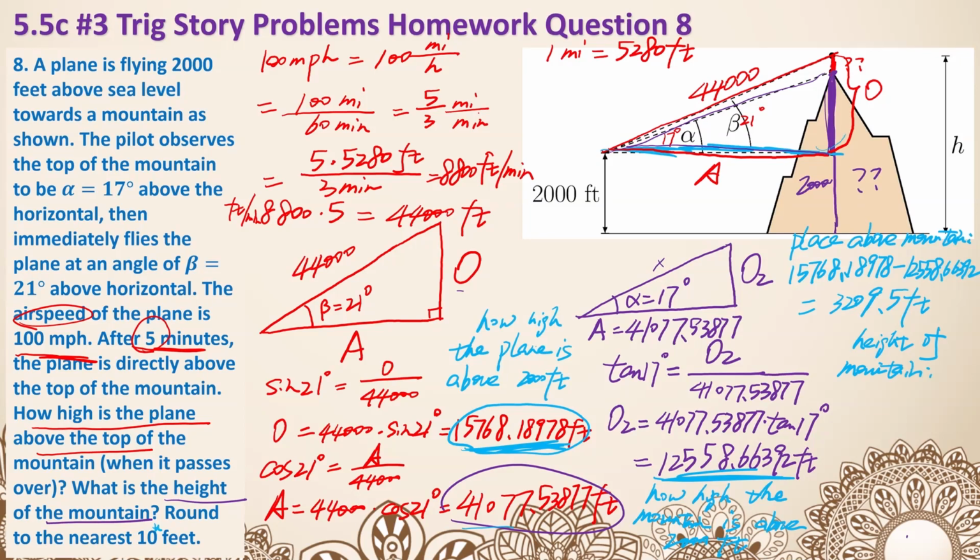As for the actual height of the mountain, the purple portion is how high the mountain is above 2,000 feet. So we just need to add that number to 2,000. So it's 12558.66392 plus 2,000. The answer is going to be 14558.7 feet, rounded. So these are the two answers that we need. There you go. That's question 8 in your assignment. Thank you.